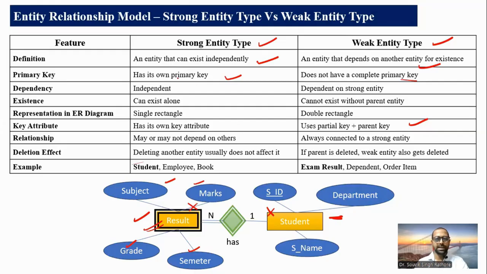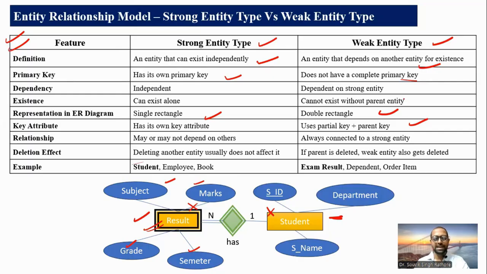You can quickly summarize the difference using the table shown over here. A strong entity type can exist independently. It has its own primary key and it is represented by a single rectangle. While a weak entity depends on another entity, it does not have a complete primary key and it is represented by a double rectangle. If a strong entity is deleted, the weak entity generally is deleted as well because it cannot exist independently.